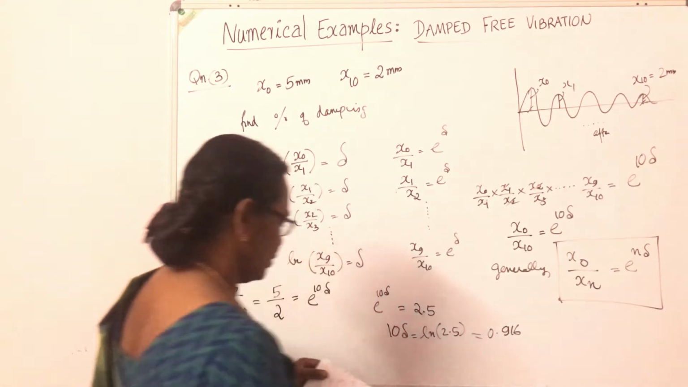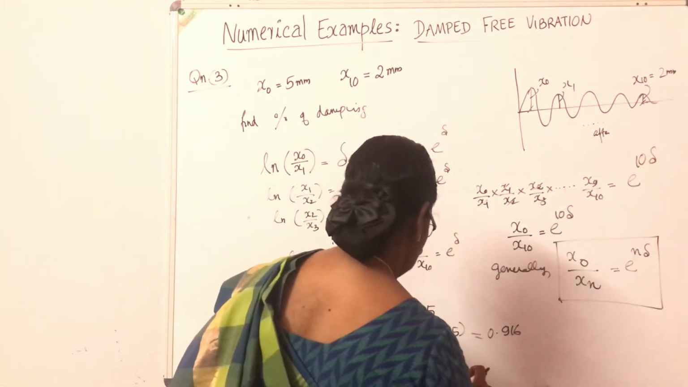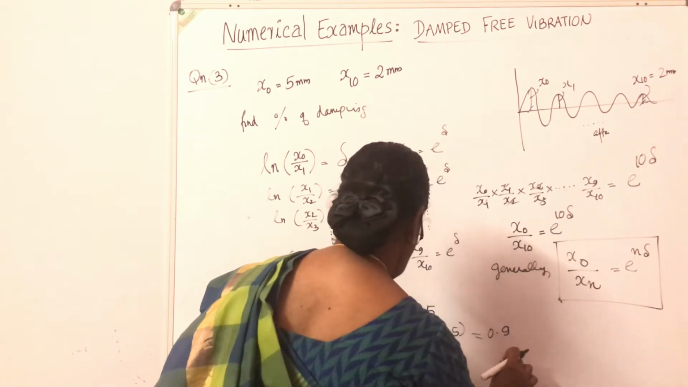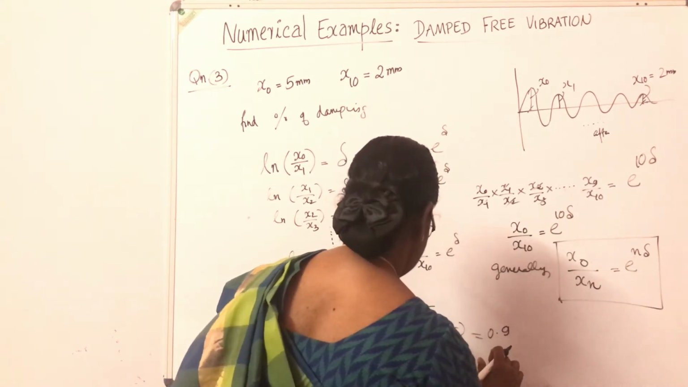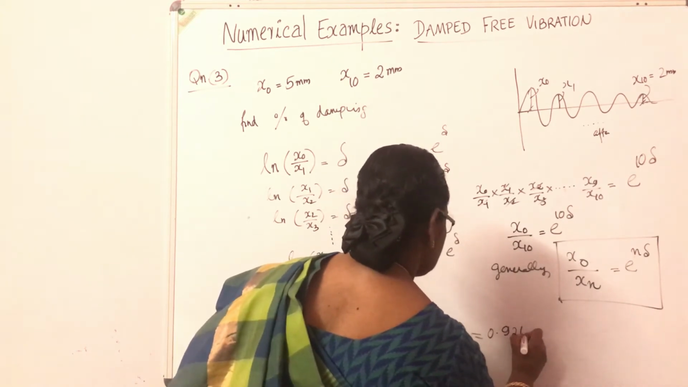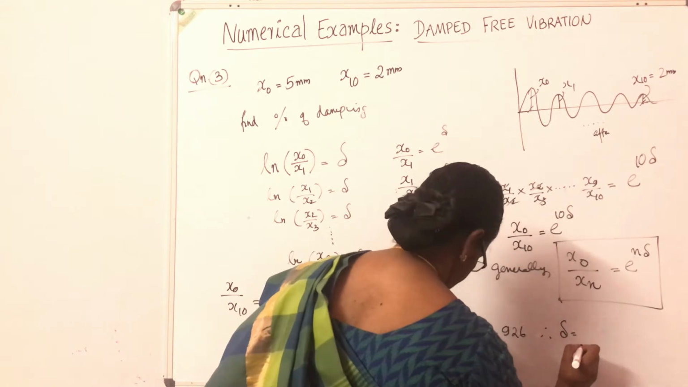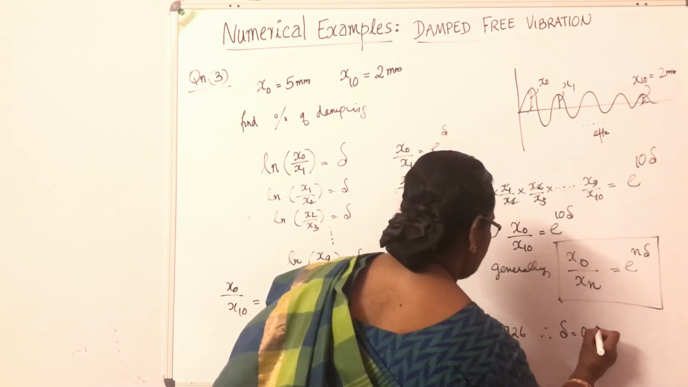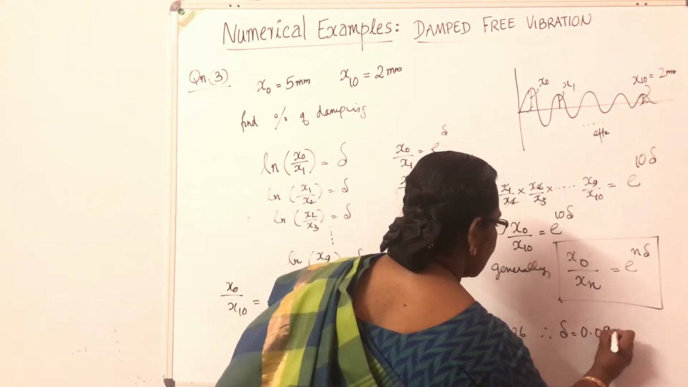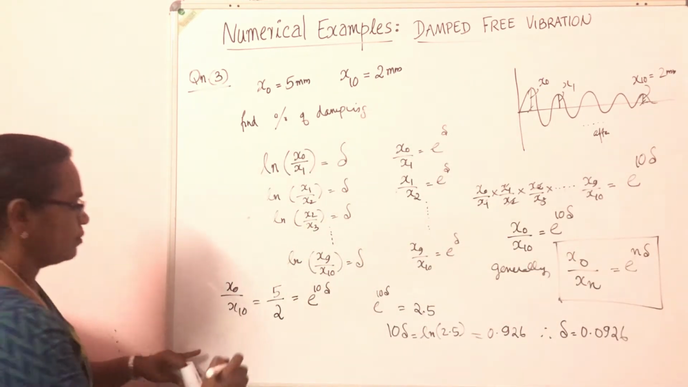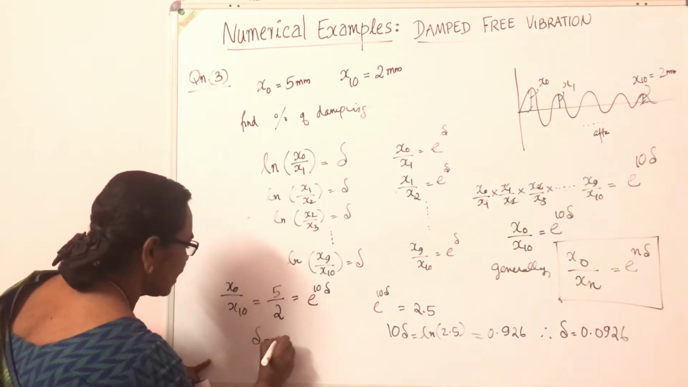And delta is equal to 0.0926. And we have the relation, we have derived it.